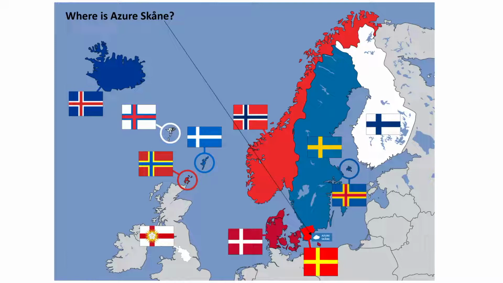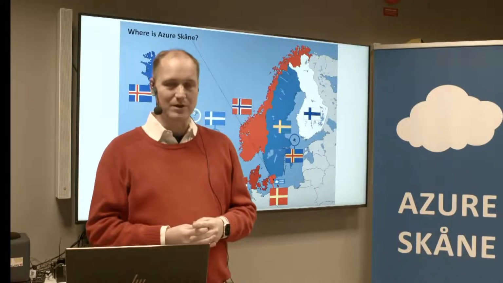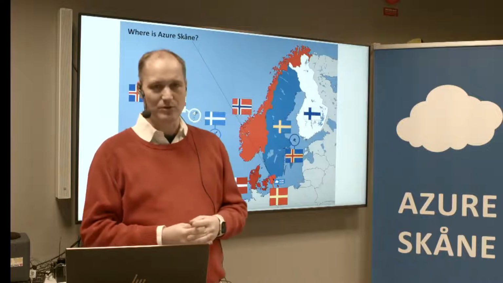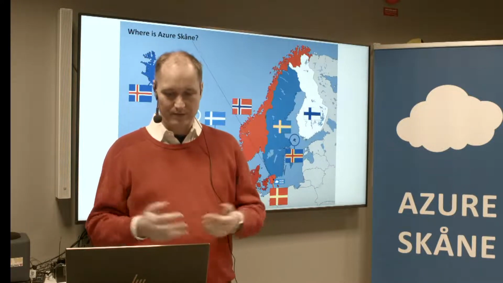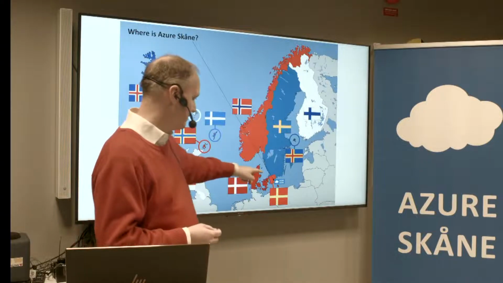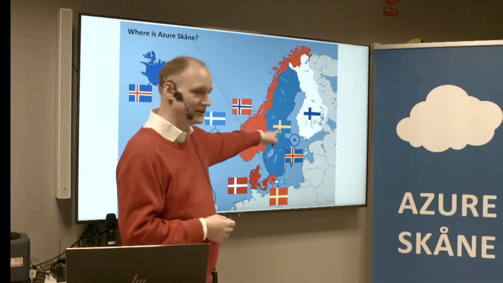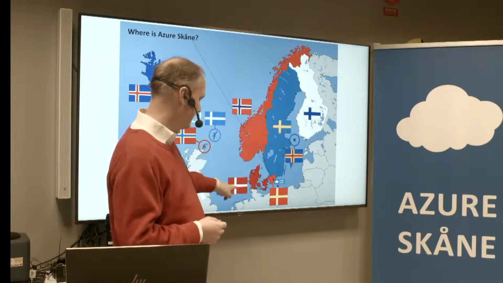Since some of you have not been here before, and maybe you have never heard about Skåne, let's just talk about what Azure Skåne really is. Skåne is this small piece here on the map. You can see South Sweden. We are neighbors with Denmark. We even have our own flag for Skåne, and you can see it's a mixture of the Swedish flag and the Danish flag.